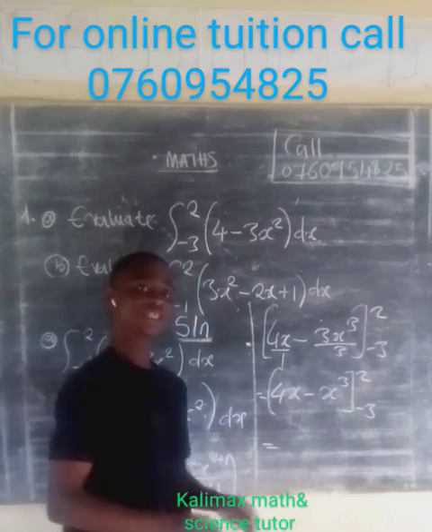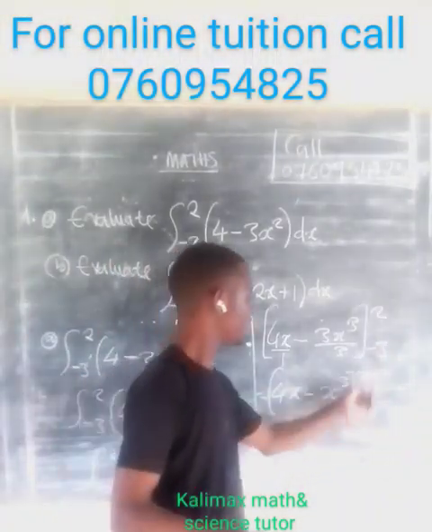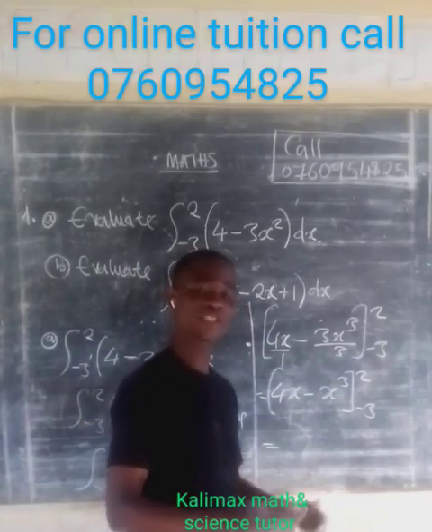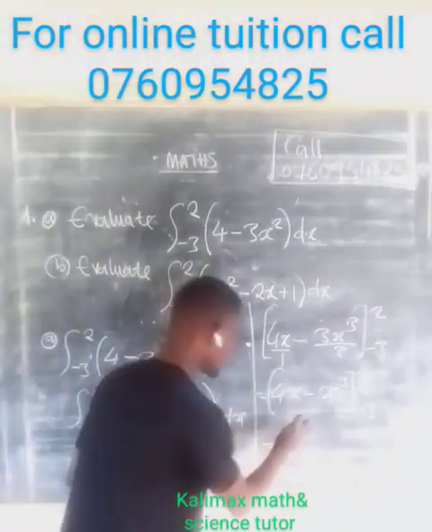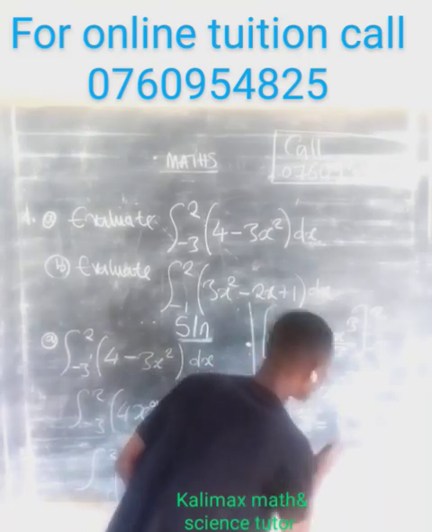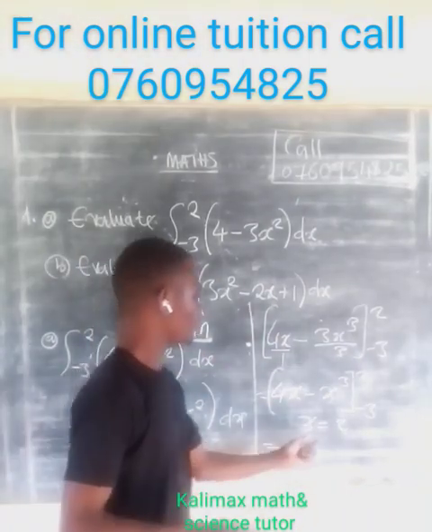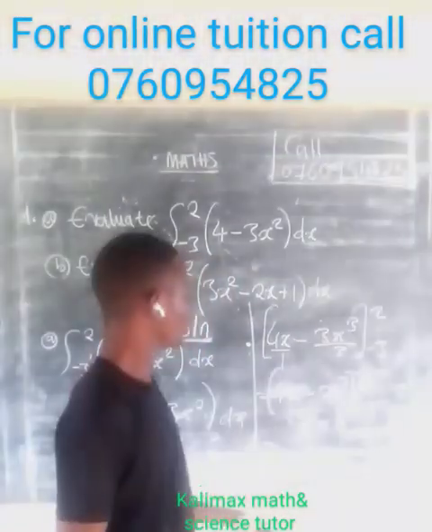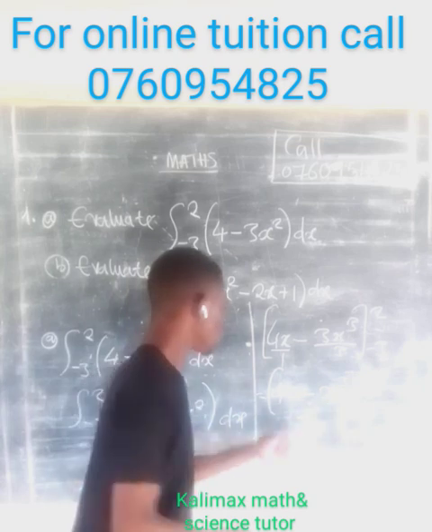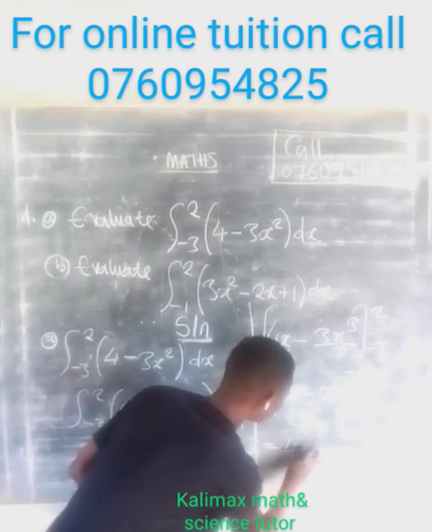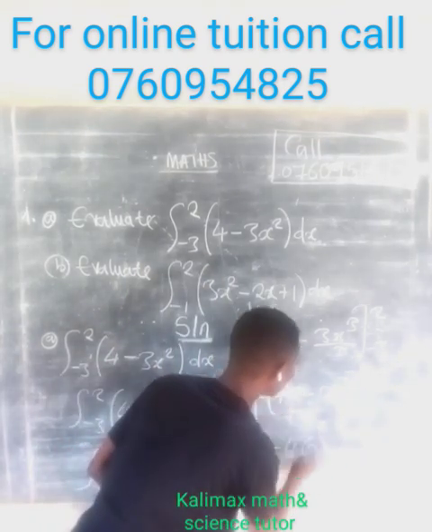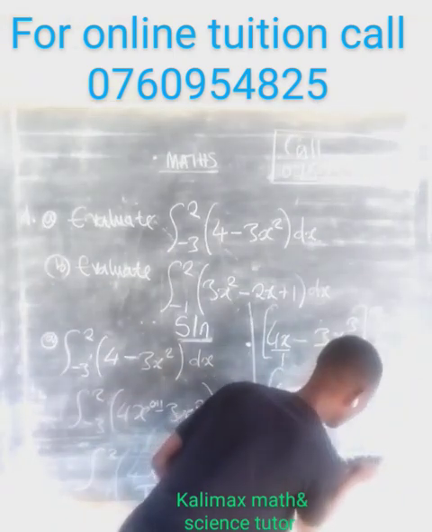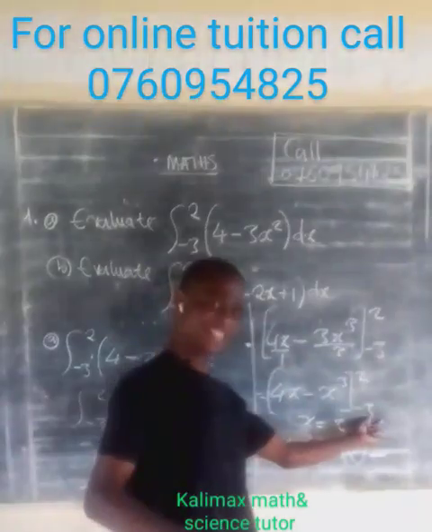Again, since we have two limits here from -3 up to 2, this is the upper limit, this is the lower limit. You are starting with the upper limit. You say x is equal to 2. When there is x, you replace it with 2. So we have here 4 times 2 minus 2 to the power 3, minus the lower limit.